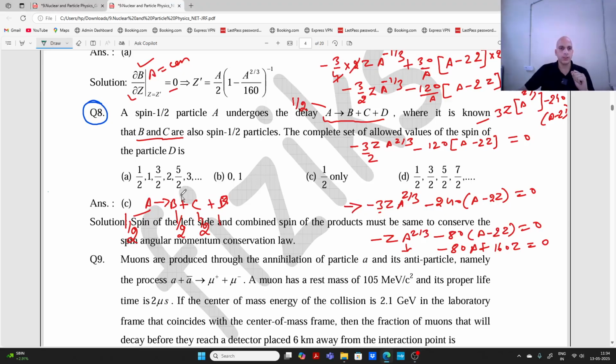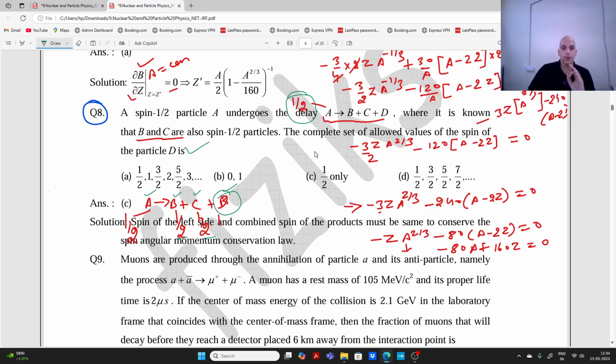So this was the question I was talking about. You can see here, the spin half particle A, I have written here, A is equal to B plus C plus D. The spin of A is 1 by 2, B spin 1 by 2, C spin 1 by 2. So they are asking what the allowed value of the spin of the particle D can be, right? Now, we know very well that the spin of the left hand side particle is 1 by 2. So the spin only will be conserved if the spin of the right hand side is also equal to 1 by 2, right?